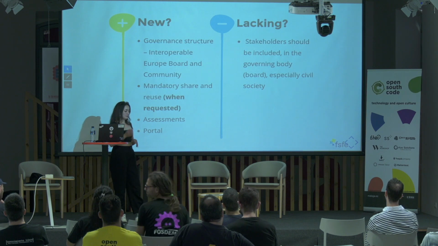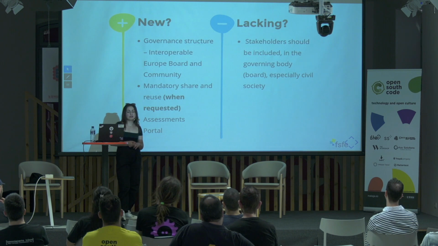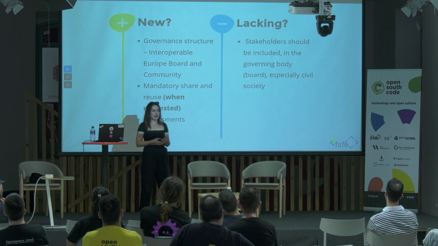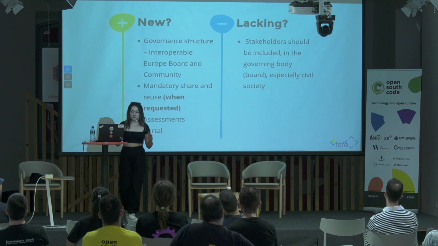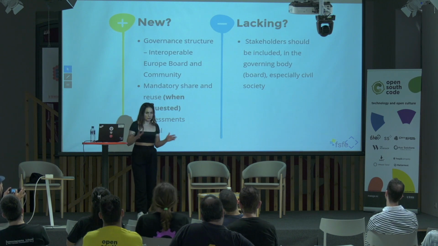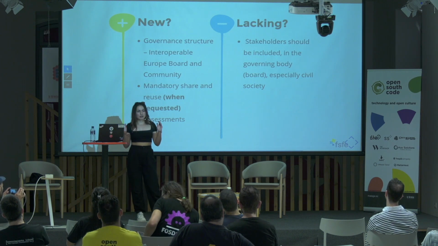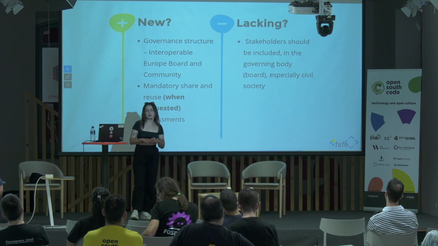But first, I want to explain what's new, or what this act wants to implement. Basically, they want to create some kind of governance structure. So they're going to create two bodies: the Interoperable Europe Board and then the Interoperable Community, the European Interoperable Community.